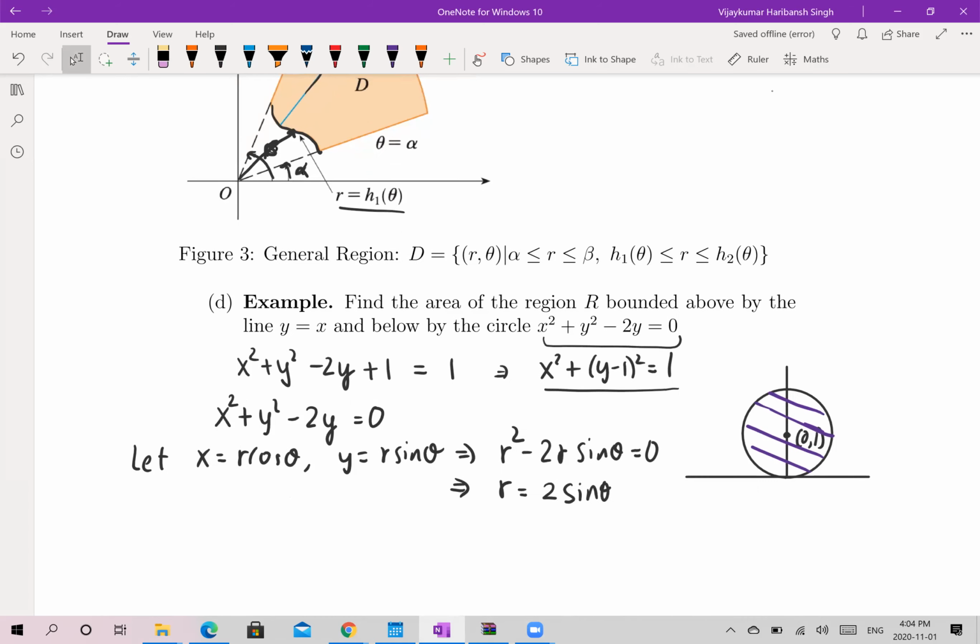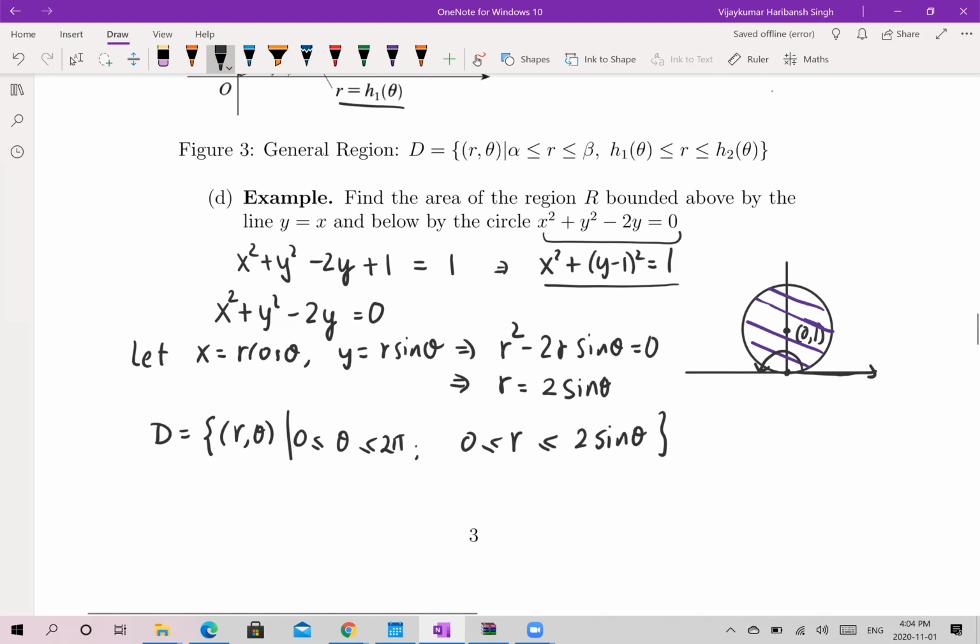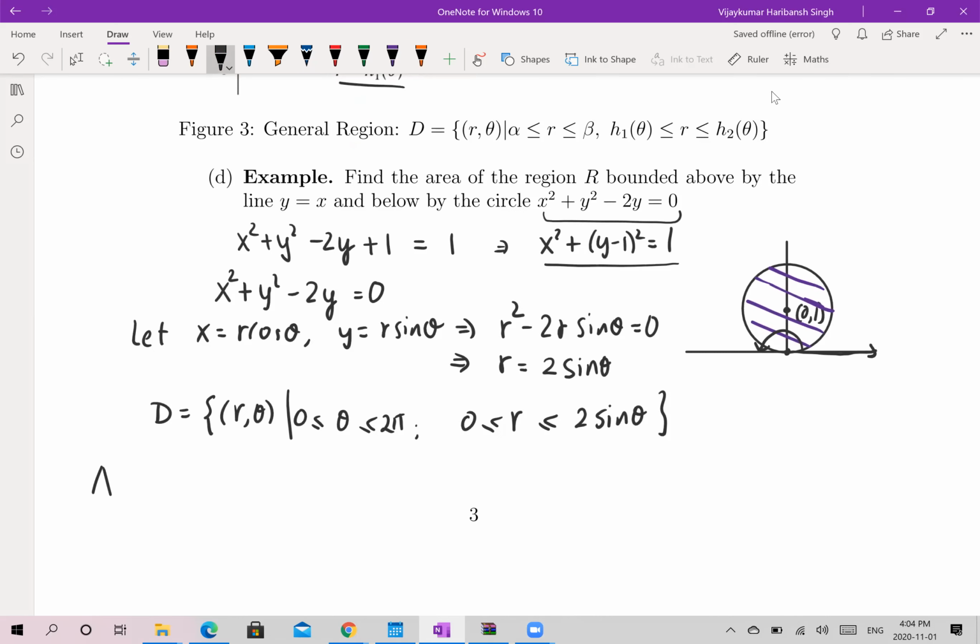So we have r is 2 sin theta. And where is your angle changing from? Your angle is changing from 0 all the way till pi. So let me write this region D down. Region D is (r, theta), where my r is between 0 and 2 sin theta, and my theta is between 0 and pi. So I need to find the area of the region.